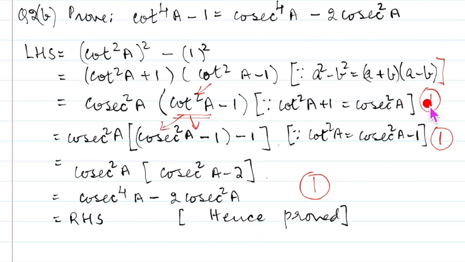Okay, look at the marking scheme here. This is for 1 mark for getting this here. Then second step for getting this here, and the third step is to get the RHS.